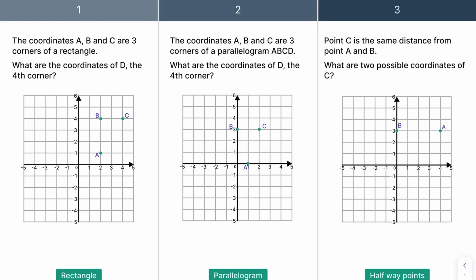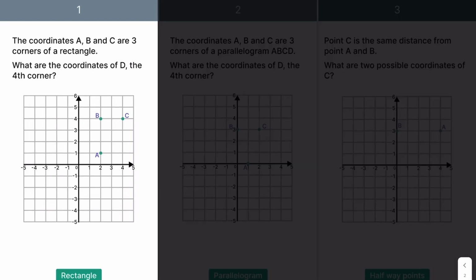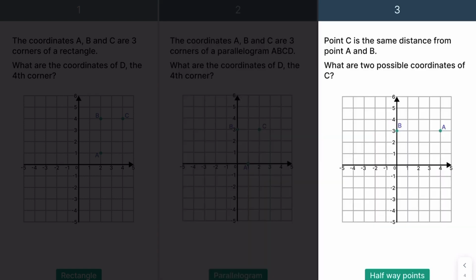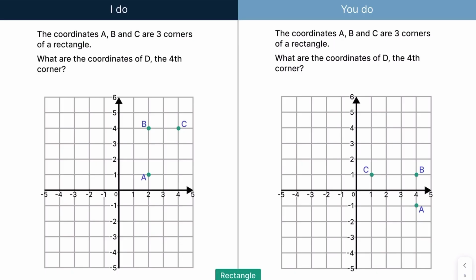Problems on coordinate axis is what we're looking at in this video. It's split into 3 parts. So we're going to first start off by looking at questions like this one, where it has to find a missing corner of a rectangle, and then moving on to looking at a parallelogram, and then finally looking at halfway points. So the way my videos work, I'll do the example on the left, which is I do.